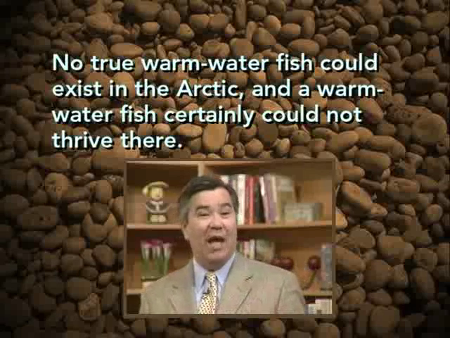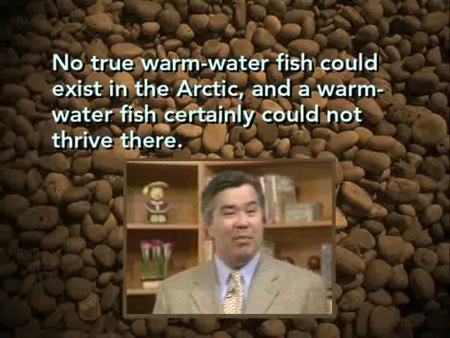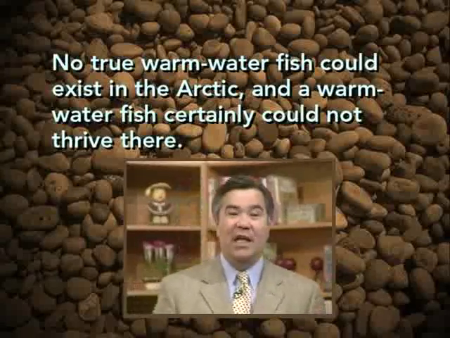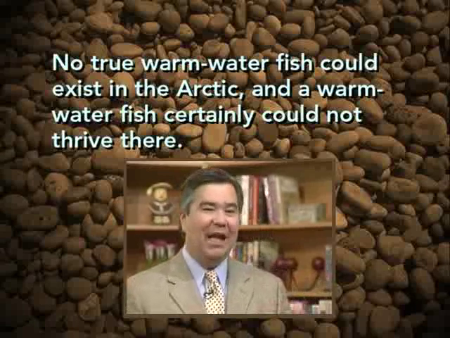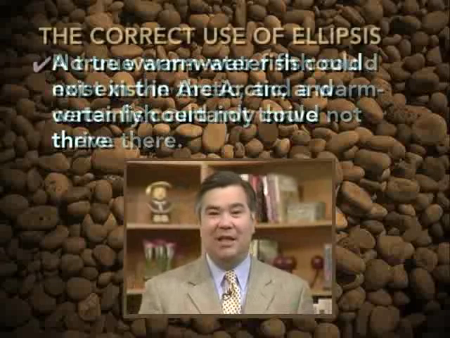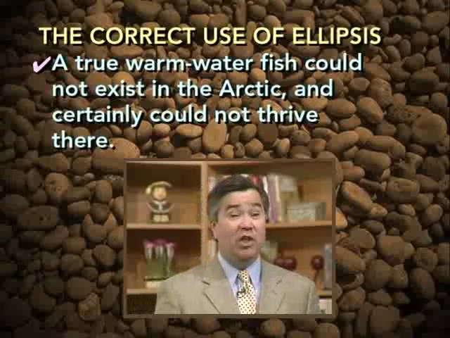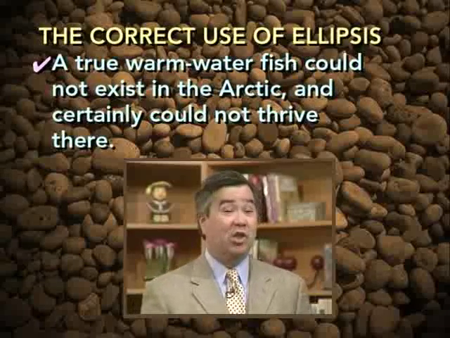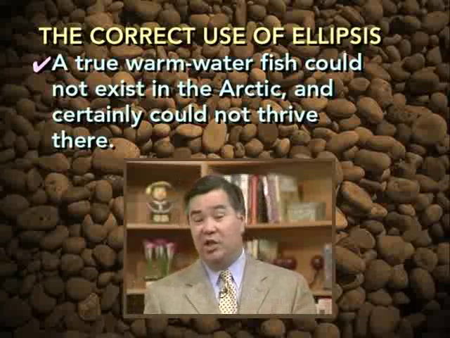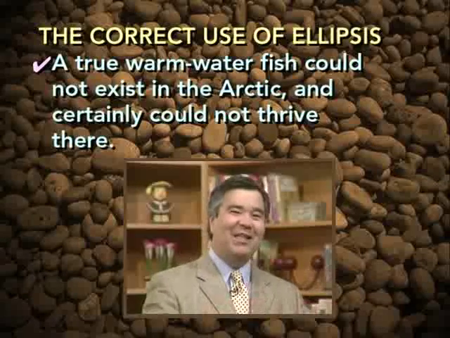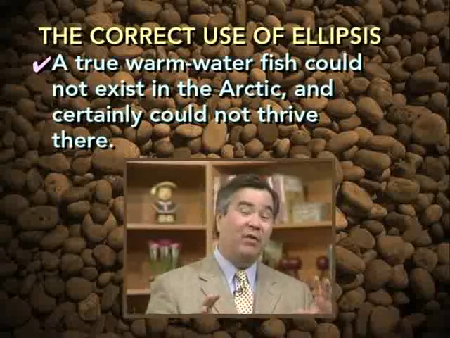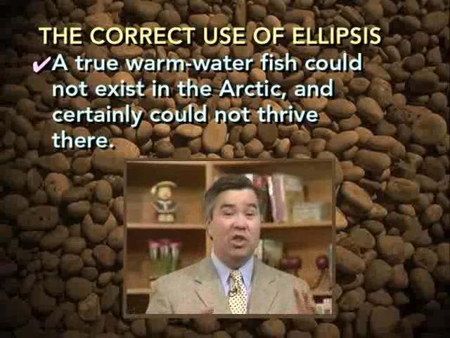Once again, this is rather repetitious and lengthy, and probably not the best way of correcting the sentence. So you might want to retool it even more and get rid of the no with which the sentence now begins, and rewrite the sentence something like this. A true warm water fish could not exist in the Arctic and certainly could not thrive there. By making it a true warm water fish, now we've got words that could be inserted into that second clause and make sense. So now we've set up the sentence with an ellipsis, which does work.